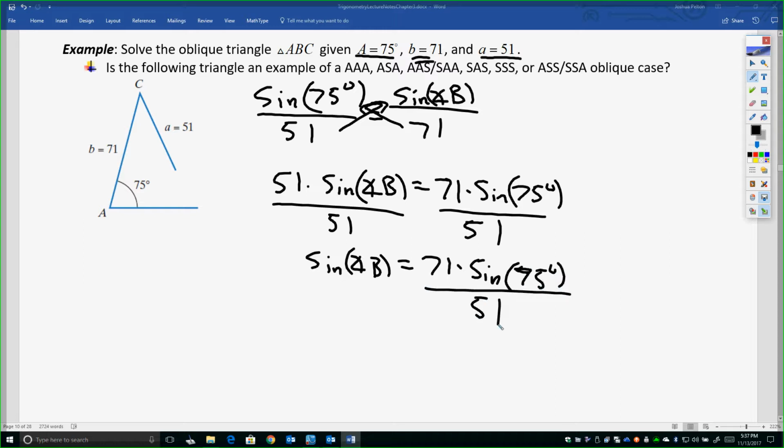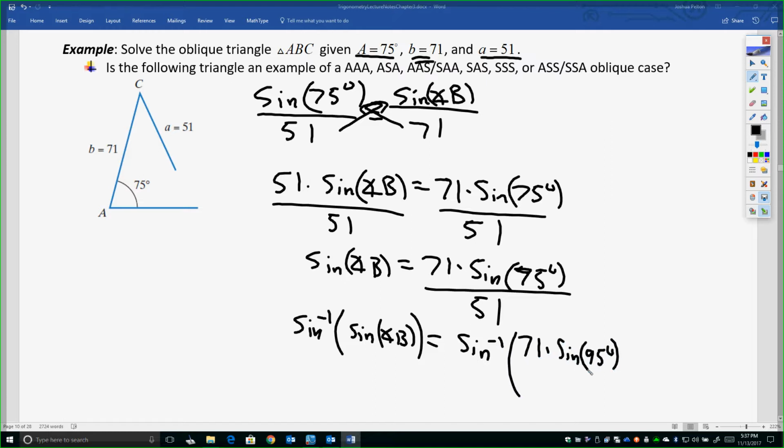To get B by itself, I need to do an inverse function. So inverse sine of sine, and what you do to one side, you have to do to the other. So inverse sine of 71 times sine of 75 degrees over 51. That will cancel and leave me with angle B.